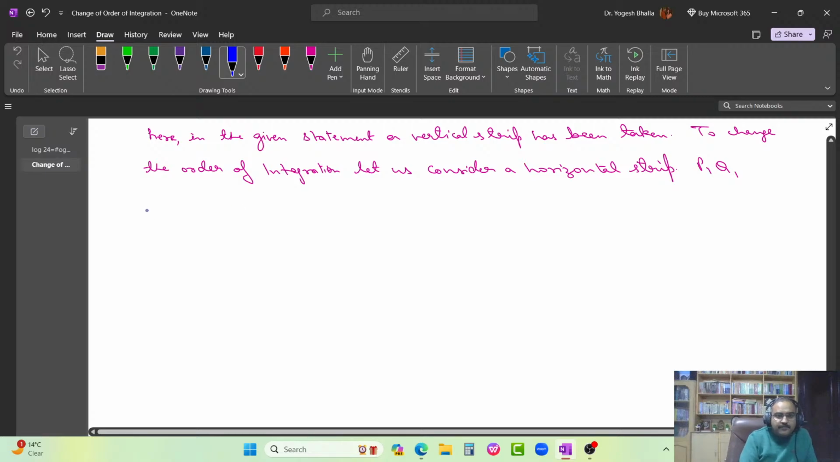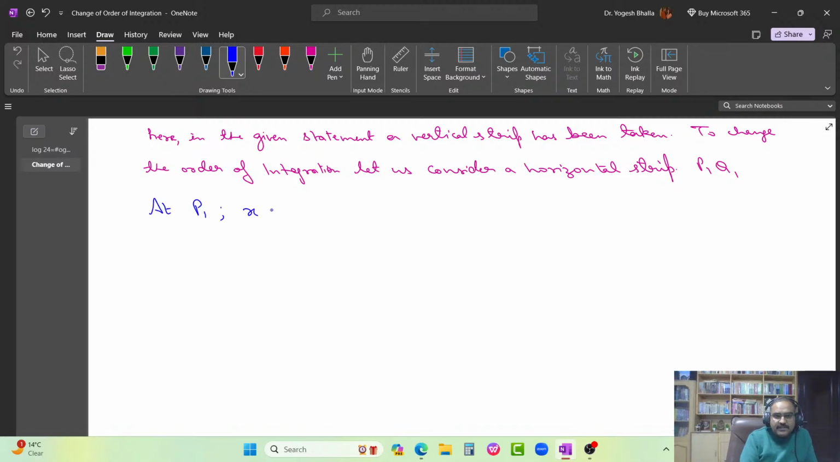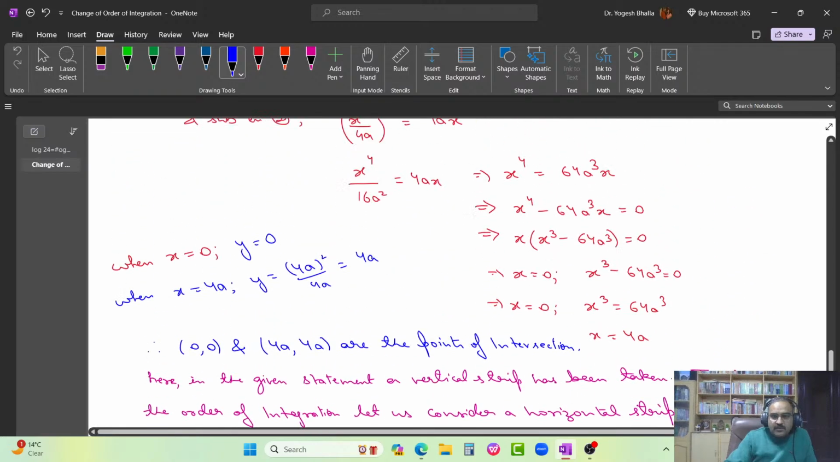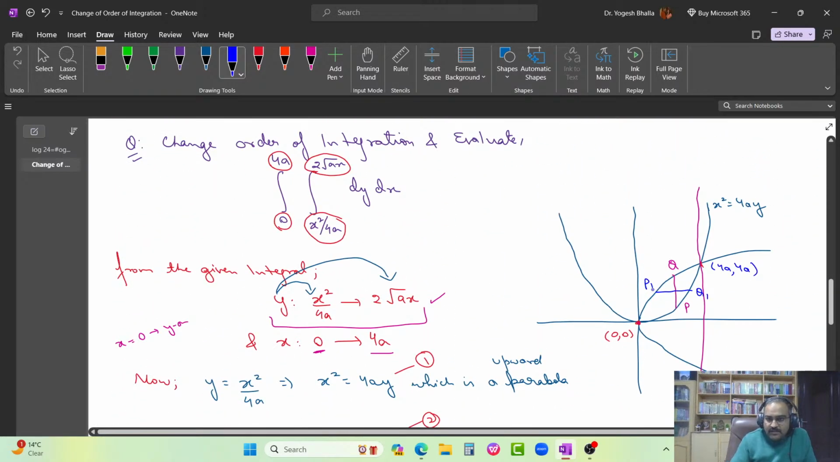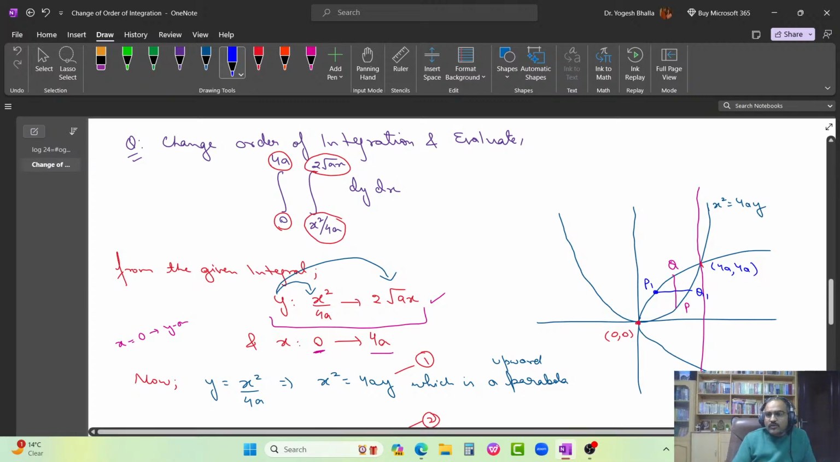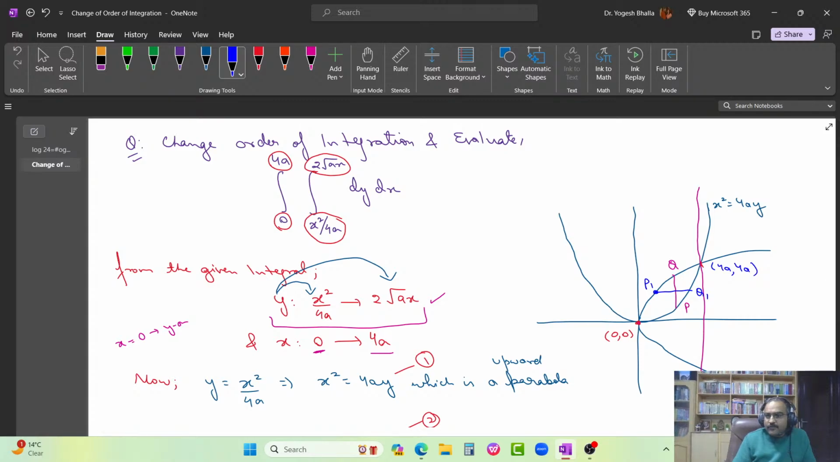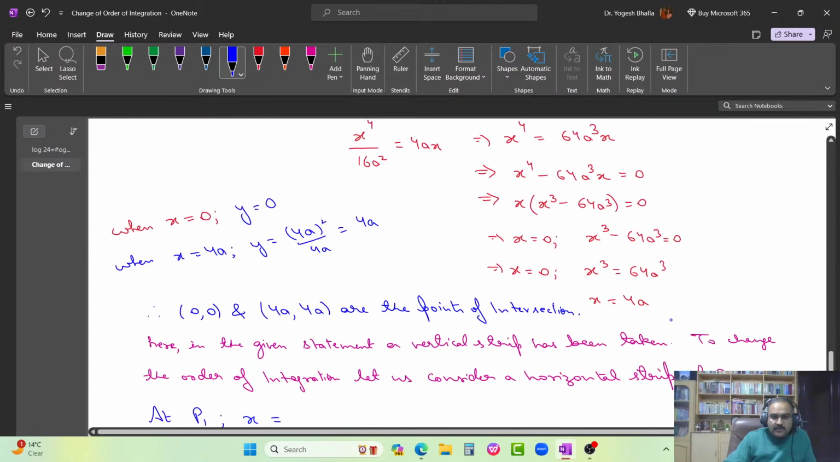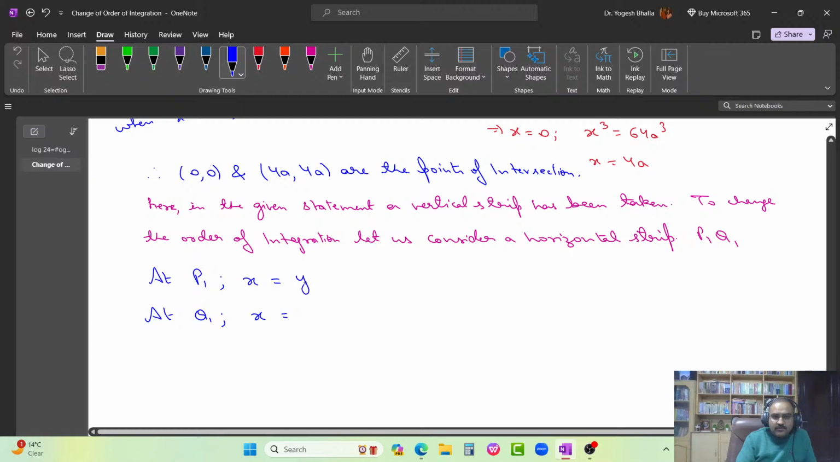Now at P1 I need to find the value of x, and at Q1 I need to find the value of x. So on P1, what is the value of x? P1 is on the parabola y square is equal to 4ax. So that means x will be equal to y square by 4a.